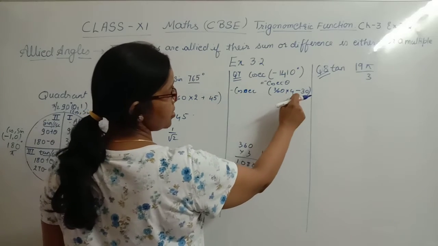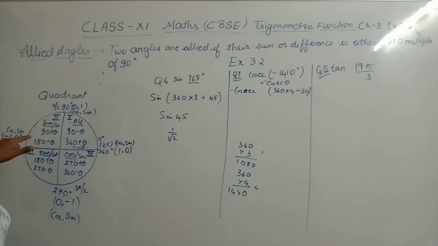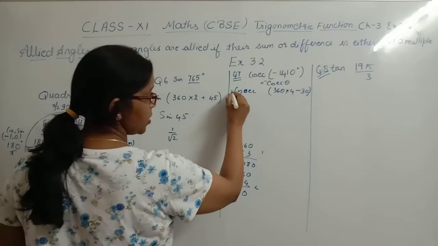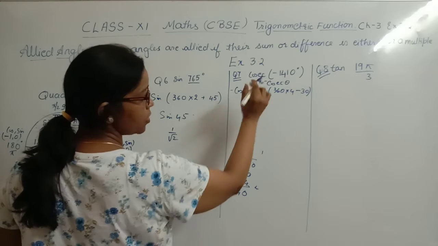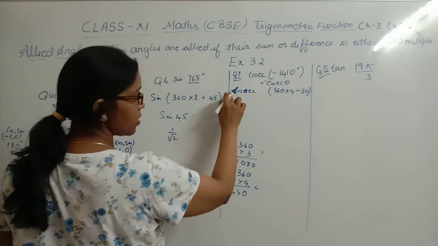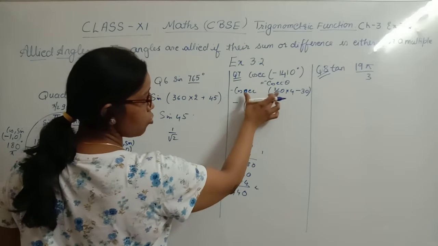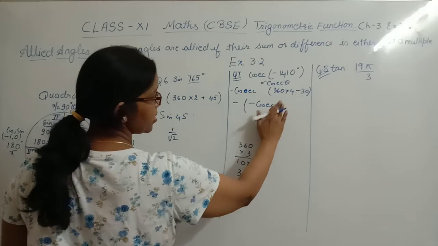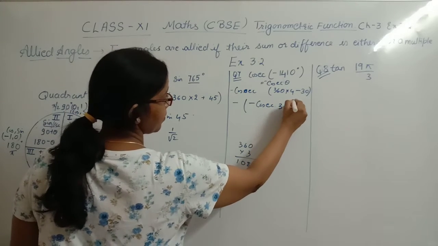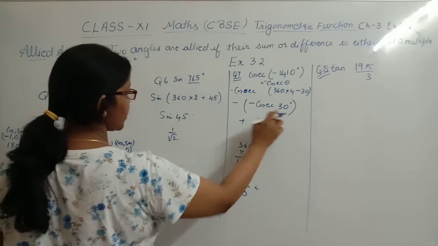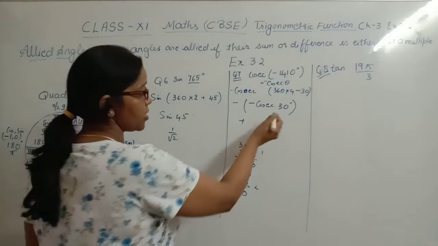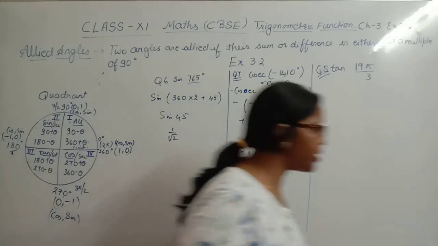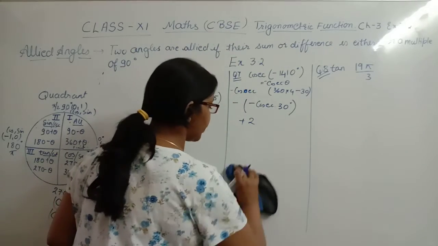Now cosec 360 minus theta, 360 minus theta lies in which quadrant? In the fourth quadrant. In this quadrant, cos and sec are only positive, so cosec is negative, and as it is the odd function, we will keep this sign as it is. Now the value of cosec 360 minus theta will be minus cosec theta, and theta is 30 degree. Now minus minus will become plus. Cosec 30 degree, sin 30 is 1 by 2, so cosec 30 is 2. So this is how we will calculate the value. Hope this is clear to everybody.